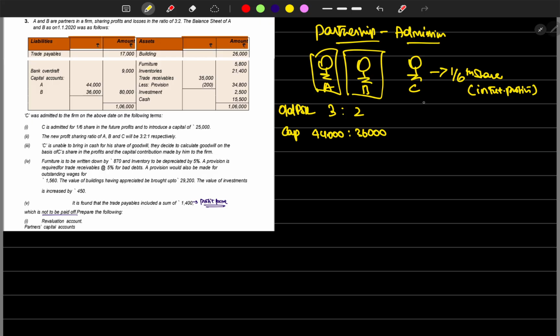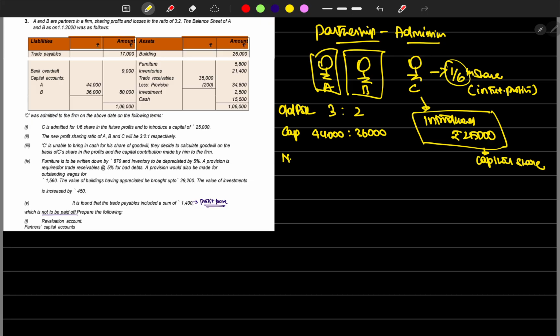And he has introduced rupees 25,000 as capital. So his profit share is 1/6, but he has introduced 25,000 as the capital share. Then the new PSR becomes 3 is to 2 is to 1, right?